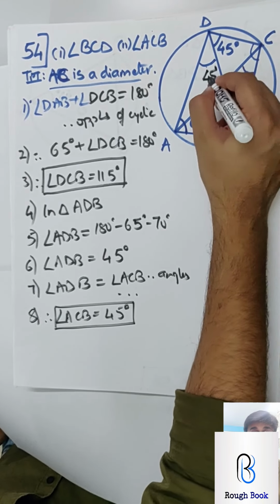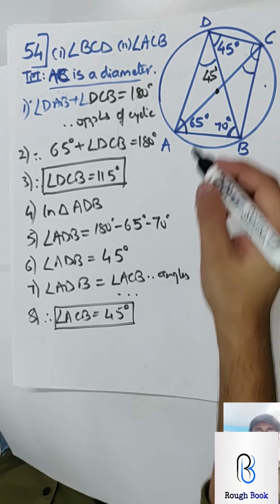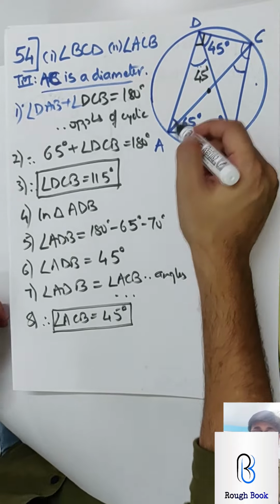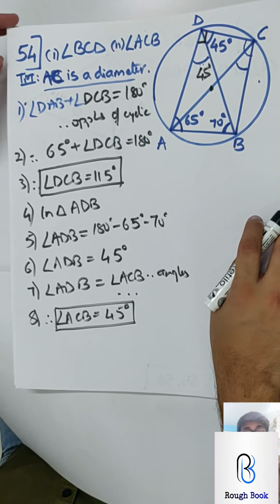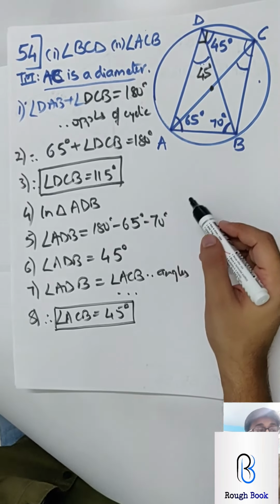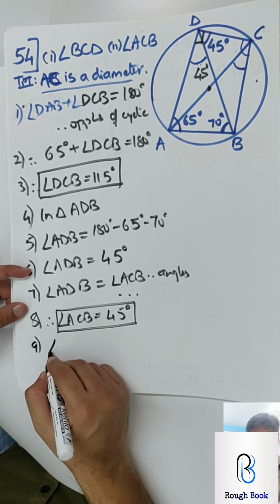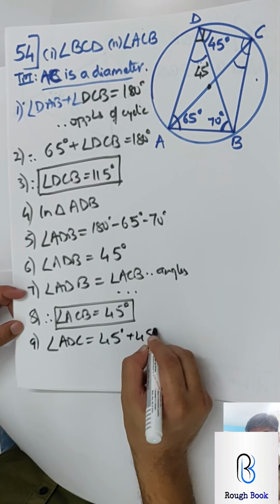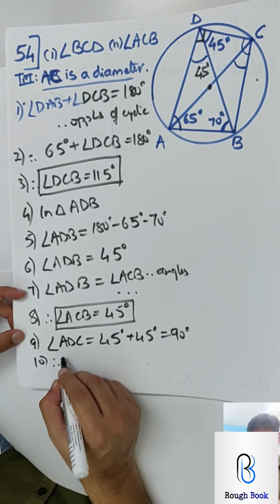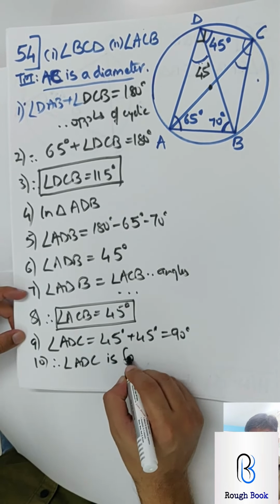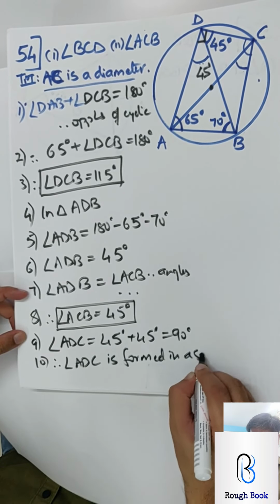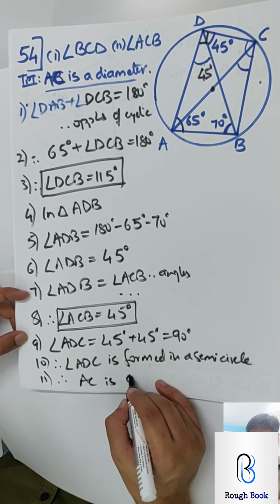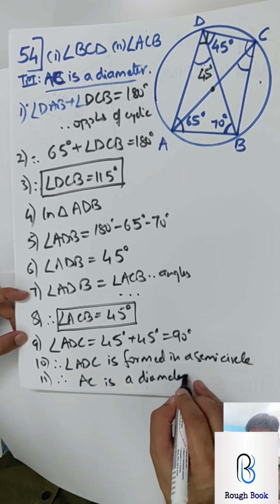So this is 45. Come on, this is a major clue. How will you prove that AC is a diameter? For that, if you see 45, 45, 90. Generally, they tell us that this is the diameter and we say this is 90. This time we are going to say that since this is 90, therefore this is the diameter. So I can state, therefore angle ADC is 45 plus 45, 90. And therefore angle ADC is formed in a semicircle. And since it is formed in a semicircle, therefore we can say that AC is a diameter. And that's it. That was your last part.